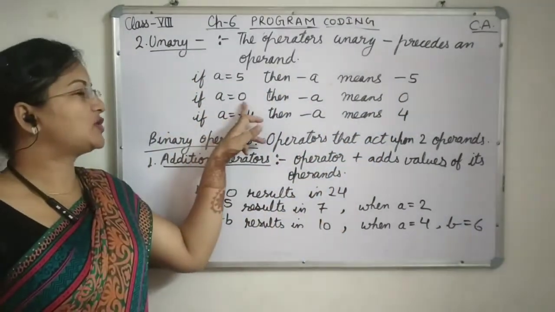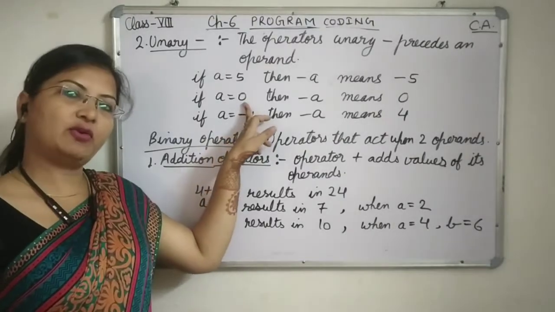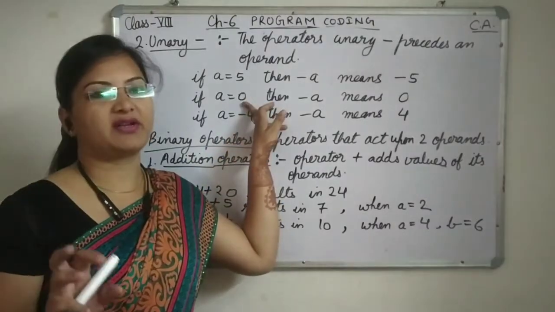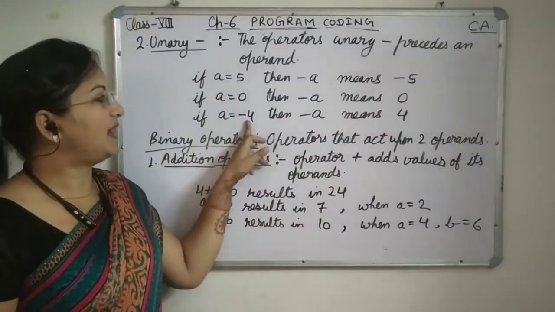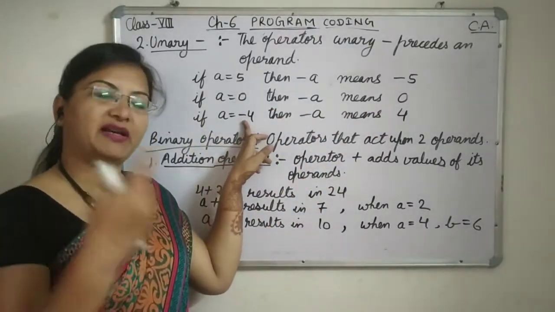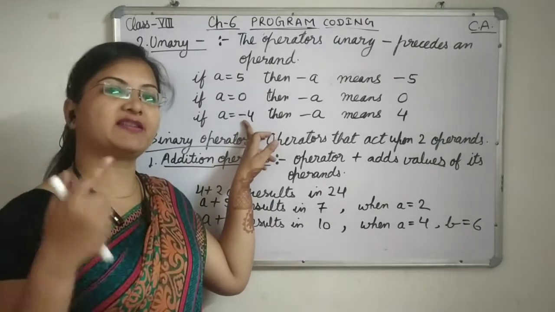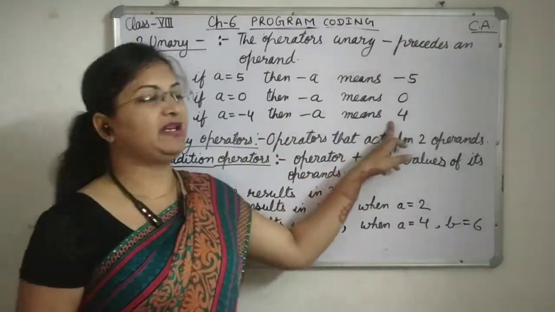Then if a equals 0, we will write minus 0, and you know very well there is no such quantity as minus 0. So it will be 0 only. Then minus of minus 4. As I already told you, minus minus will be plus. So it will be 4 now.